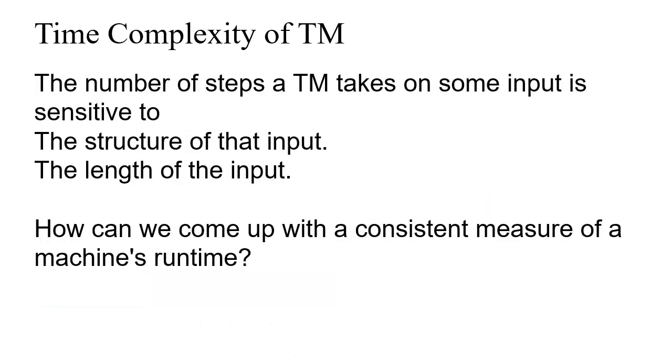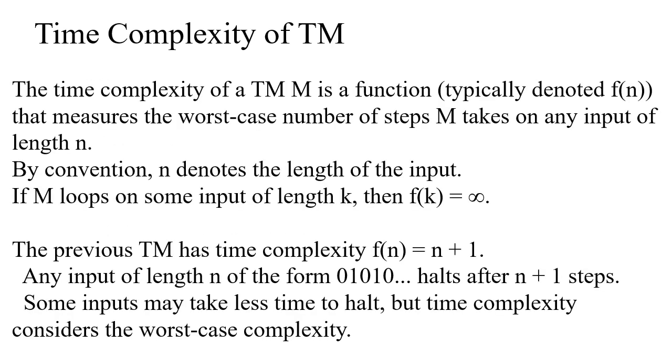Time complexity of Turing machine. The number of steps a TM takes on some input is sensitive to the structure of that input, and the length of the input. How can we come up with a consistent measure of a machine's runtime? The time complexity of a Turing machine M is a function, typically denoted f(n), that measures the worst-case number of steps M takes on any input of length n. By convention, n denotes the length of the input.